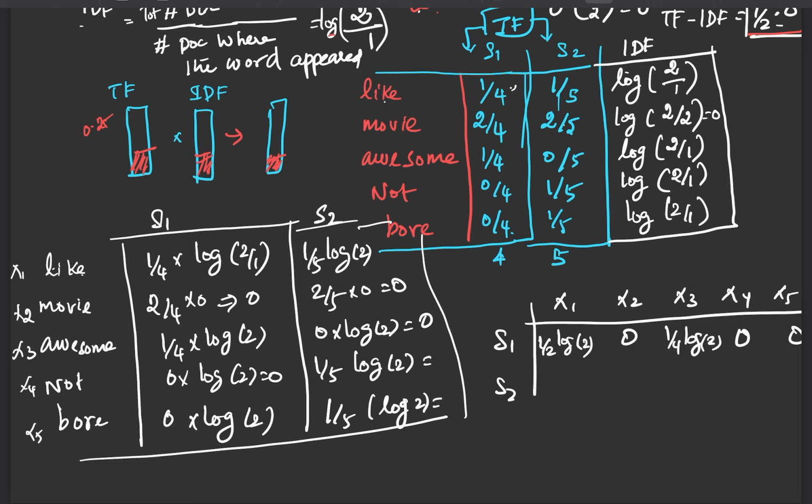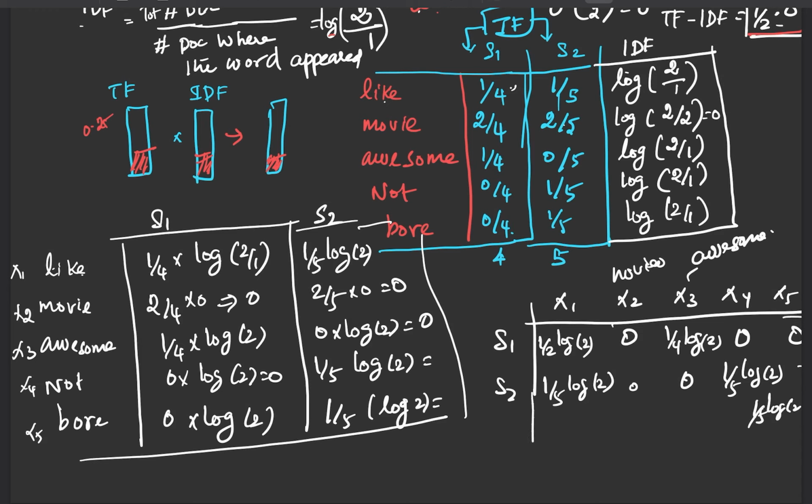Similarly, for the second sentence, it's 1 by 5 log 2, second word is 0. You know what the second word is, which is movie. Now you see the value for movie becomes 0 in both sentences. And for x3, which is 0, what is the word x3? Awesome. So the second sentence doesn't have awesome. And then not, which is 1 by 5 log 2. Next one is 1 by 5 log 2.